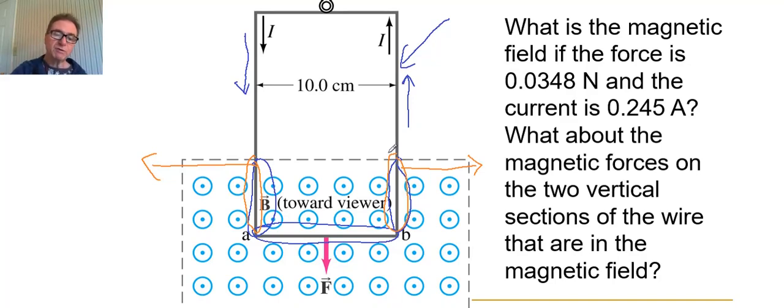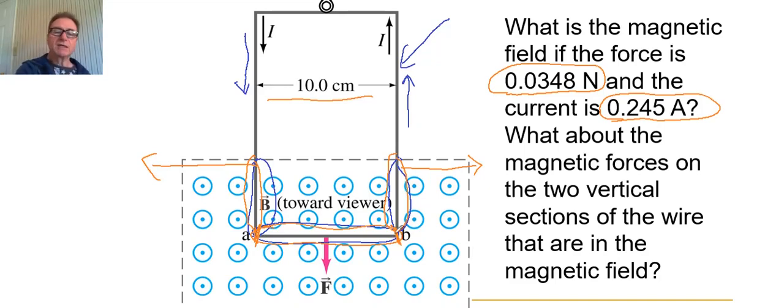But we do have to worry about the bottom segment down here. We'd like to know what the magnetic field strength is going to be on that segment of wire. It actually gives us the force here, and it wants to know what the magnetic field is. So we need to calculate B. That's fine too. It tells us what the force is, it tells us what the current is, and the length is 10 centimeters. So it's 10 centimeters from this point to this point.